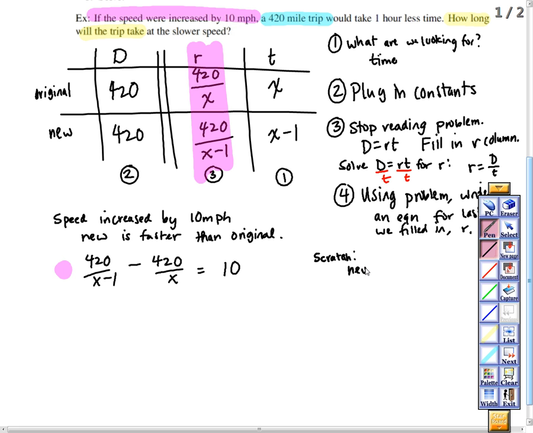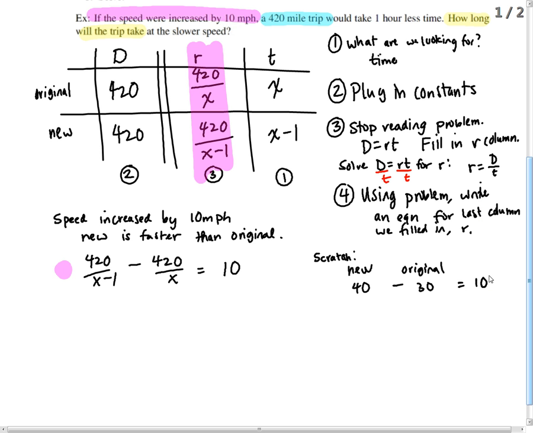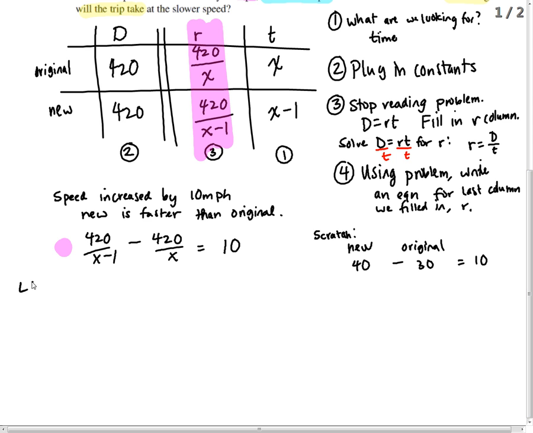So new and original, just pull numbers out of your head. Let's say the new is 40 miles per hour, and that was an increase of 10, what was the original? 30. So if I subtract, I better get 10. Okay? And then we're going to solve this. We'll scroll down a little bit. Multiply by the least common multiple. Least common multiple of the denominators is x times x minus 1. If I multiply every single term by that, some things will cancel. Okay, I'm going to multiply by x times x minus 1 over 1.